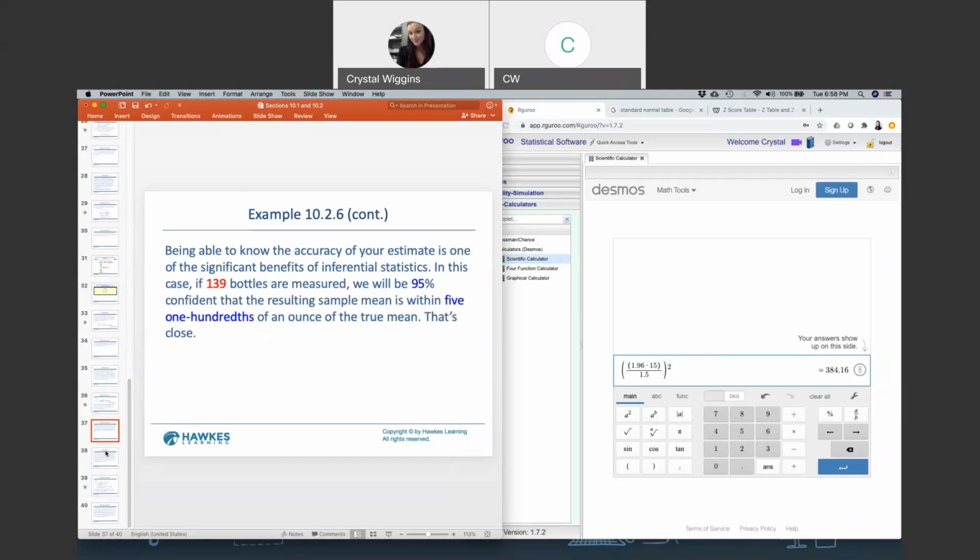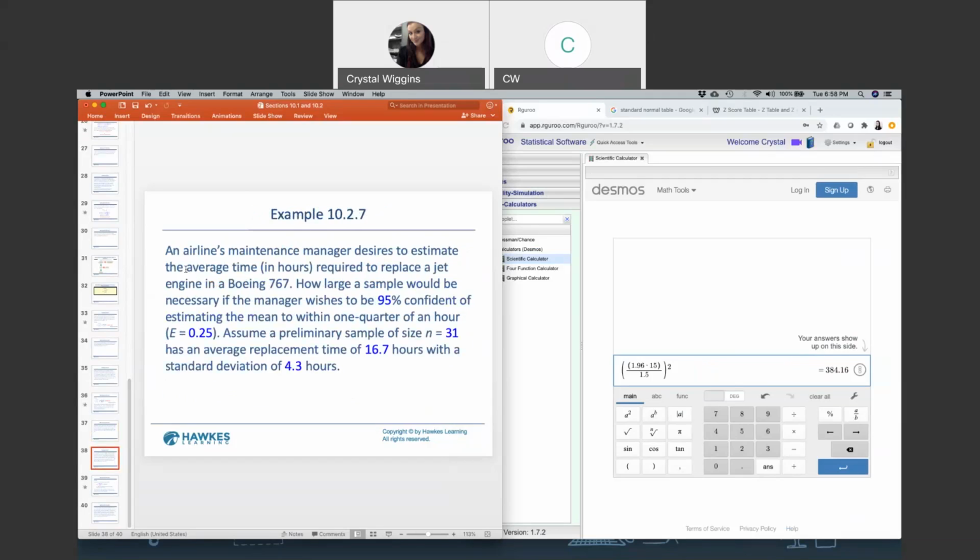That's close. Another example, an airline's maintenance manager desires to estimate the average time in hours required to replace a jet engine in a Boeing 767. How large a sample? Keywords that tell you to use that n equals formula. Would be necessary if the manager wishes to be 95% confident. Again, critical value is 1.96. Of estimating the mean within. Anything following that word is going to be your margin of error, so 0.25, quarter of an hour.